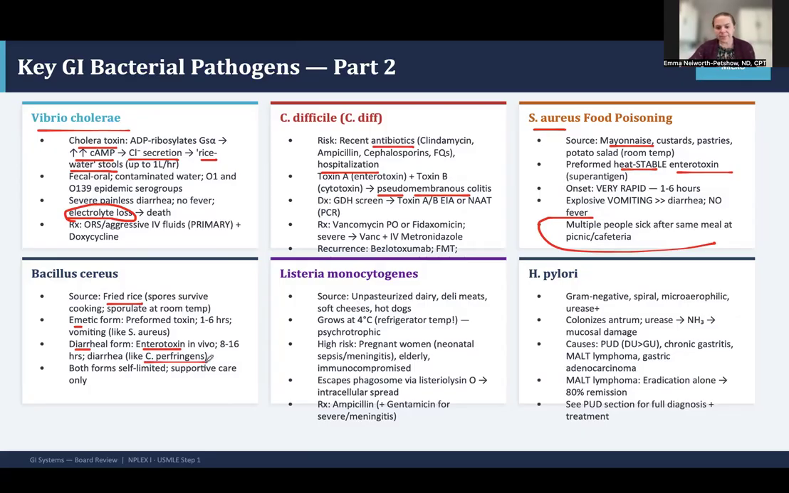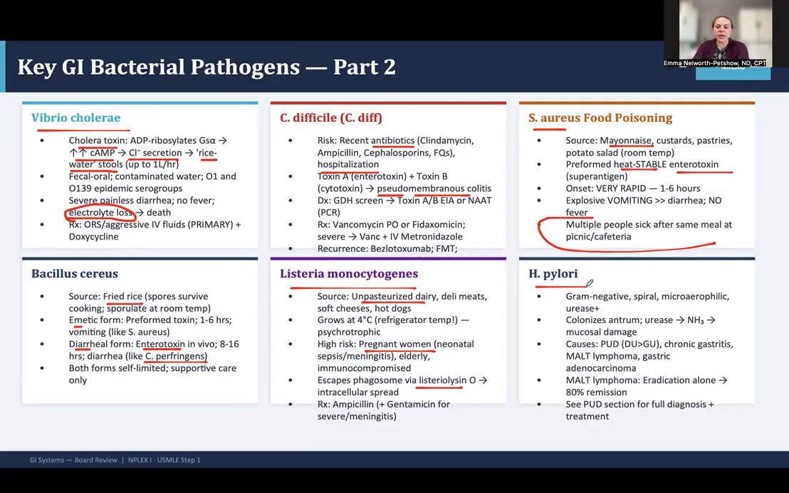Both are self-limiting. Listeria monocytogenes, this is your unpasteurized stuff. This is the concern for pregnancy. So, unpasteurized dairy, deli meats, soft cheeses, hot dogs. It grows in cold temperatures, refrigerator temp. And so pregnant women are high risk because of neonatal sepsis or meningitis, as well as the elderly and immunocompromised. It escapes the phagosome when phagocytosed via Listeriolysin O, and then it can spread intracellularly. This is its claim to fame.